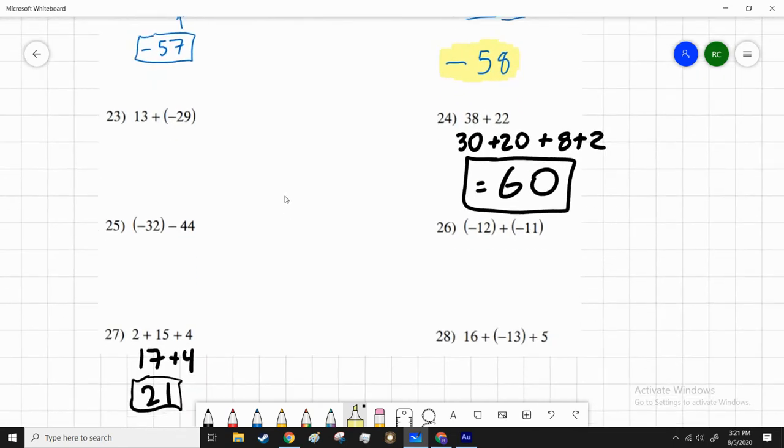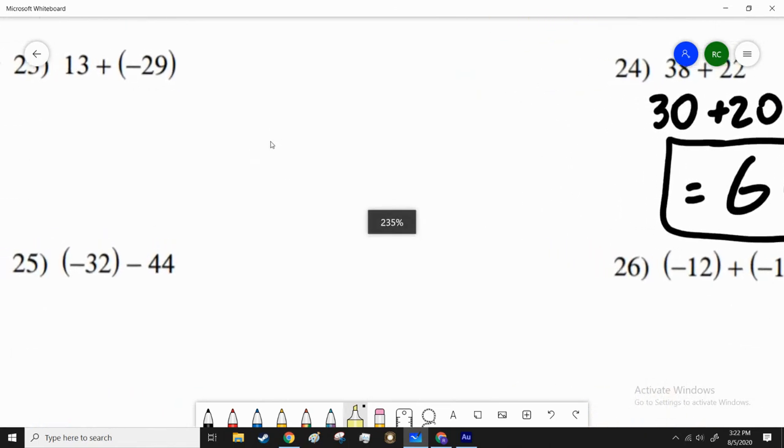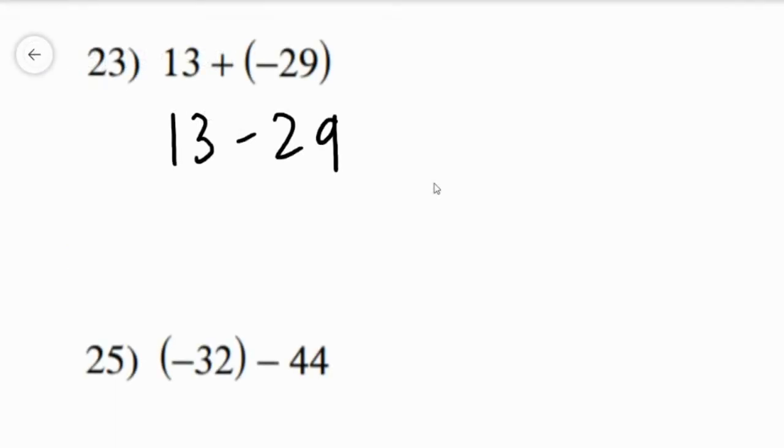Looks like we got 4 more. 13 plus negative 29. Well, that's the same thing as saying 13 minus 29, right? I mean, that's the same thing. So let's see. If I'm at positive 13 and I'm going down 29, well, after 13 spaces or moves or steps or whatever, I'll be at 0. How many more will I have to go? Well, I find that by subtraction. So 29 minus 13 is 16.